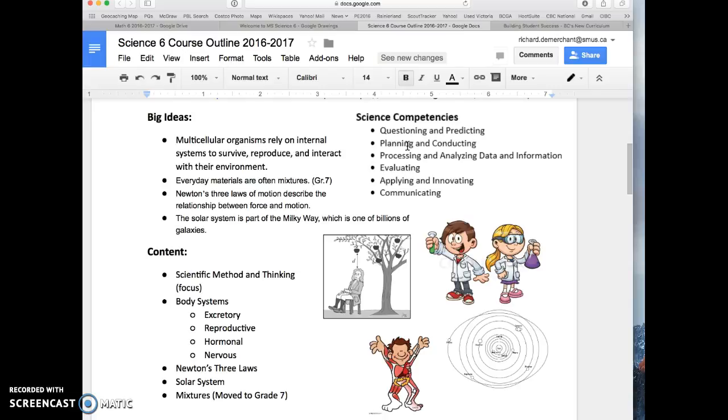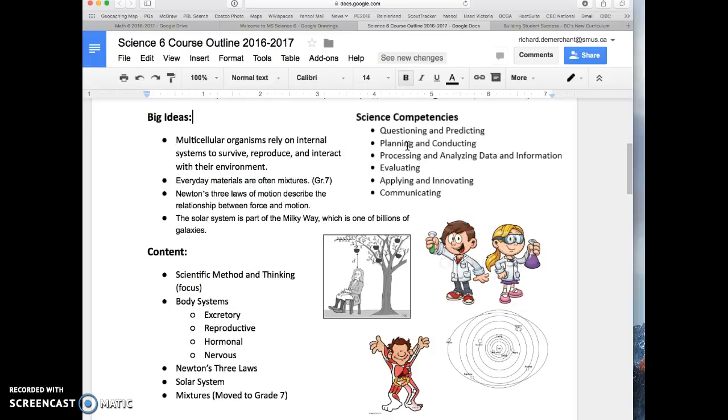Now, jumping down to the content, you'll notice that we have scientific method and thinking, and that's going to be a big focus of this year. So part of the reason for moving mixtures was to actually spend a bit more time on scientific method and thinking. We'll also look at body systems this year, Newton's 3 laws, and the solar system, as I just mentioned. All of those things will be wrapped around science competencies. And this is the part about thinking and acting like a scientist.